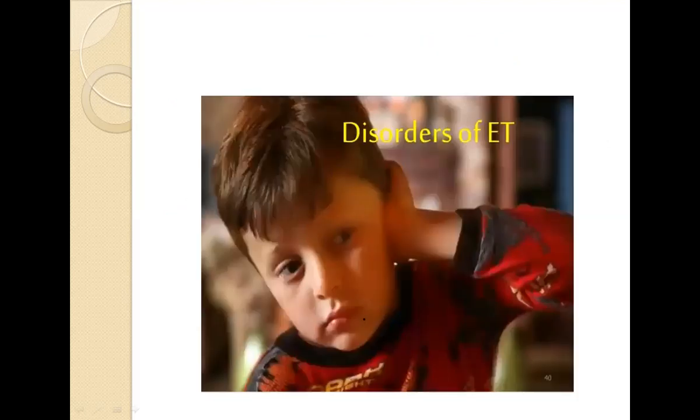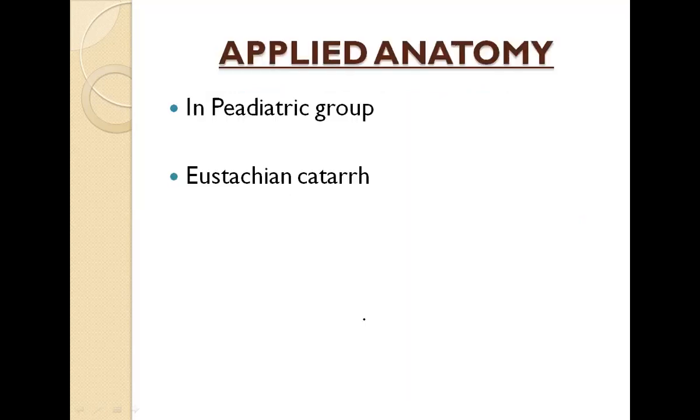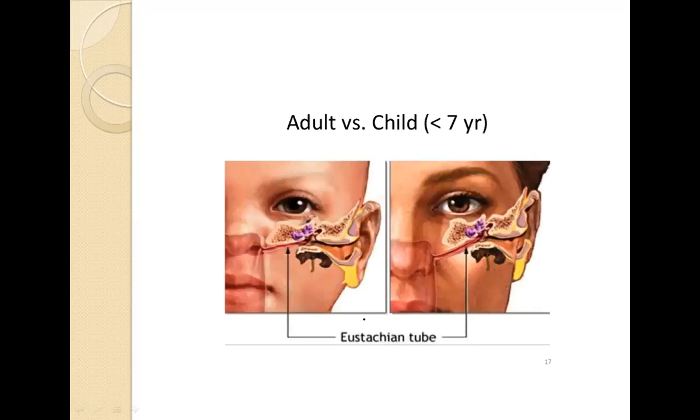Now moving into the applied anatomy of the auditory tube. Applied anatomy mainly concentrates on two age groups, the pediatric age group and the adult age group. Before moving on to the applied anatomy, I would like to mention the difference of the auditory tube in adults and children.